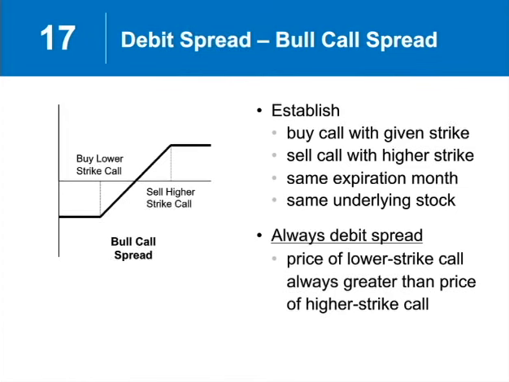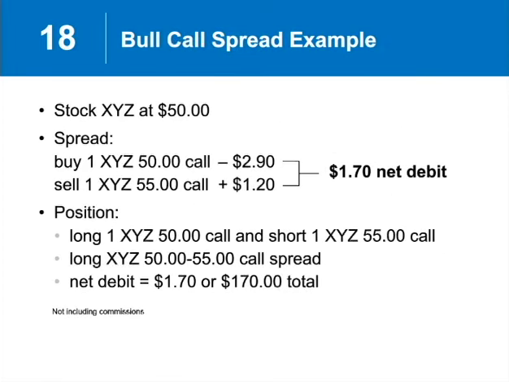How you establish them is pretty straightforward. Buy a call with a given strike, sell a higher price call. Again, always same expiration, same underlying, and as I mentioned, always a debit, because the lower priced call, of course, is going to cost more than the higher price call. That's pretty straightforward. If you're just getting started, that's not going to be so straightforward, but hang in there with us.